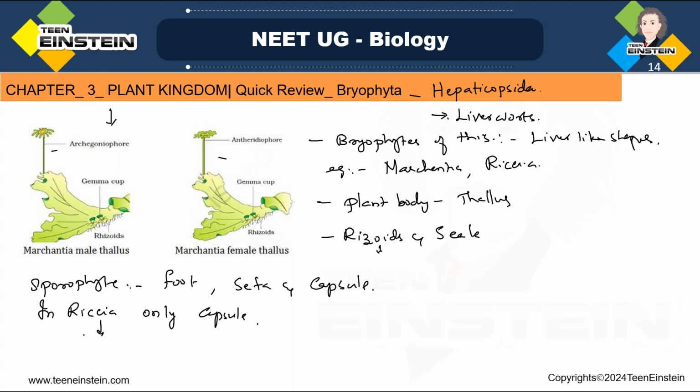The other point is asexual reproduction in liverworts, or Hepaticopsida, which takes place by fragmentation of the thallus.